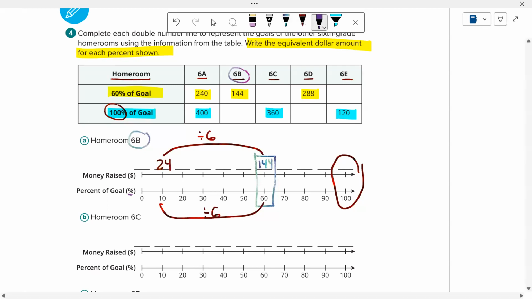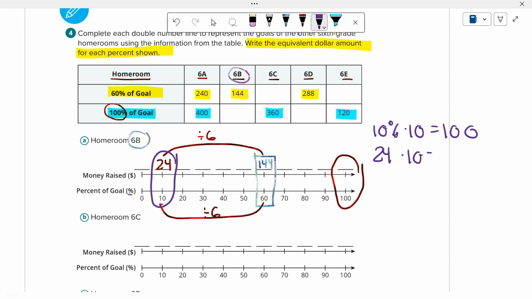So what do we know now? We know 24 corresponds to 10%. So since we know 10% times 10 is 100, and 10% corresponds to 24, you need to multiply that by 10, and that'll give you 240. So we now know to get 100%, you need 240.